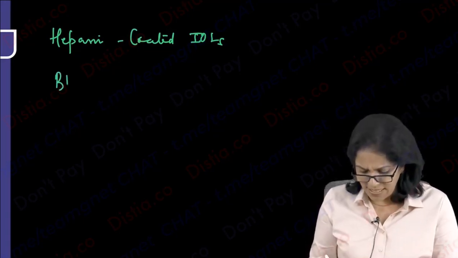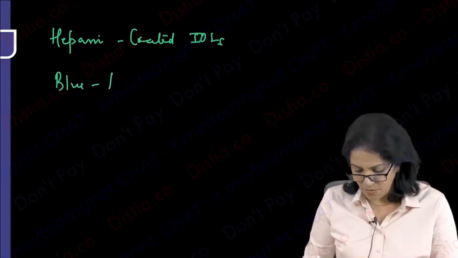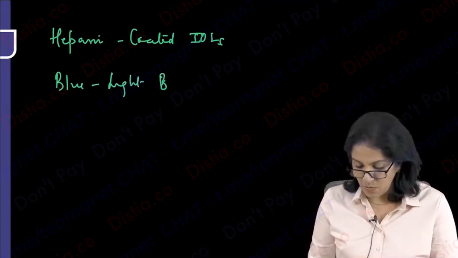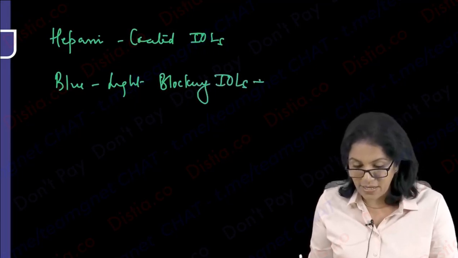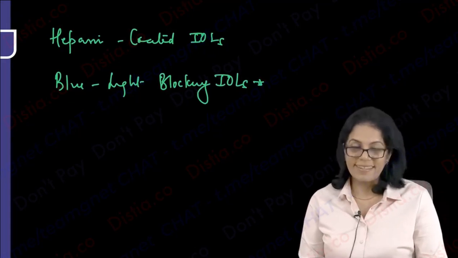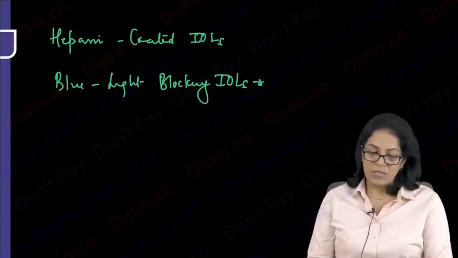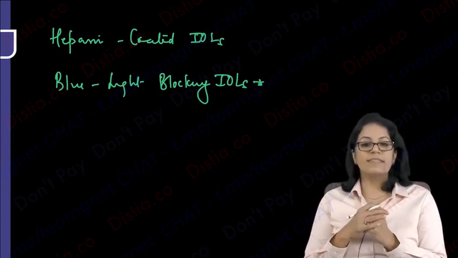So this is a little above, you may not remember it. If you don't want to learn it, it's okay. So they can be blue light blocking IOLs also, so that the blue light continues to be blocked, right? Yeah. So you should know all this.